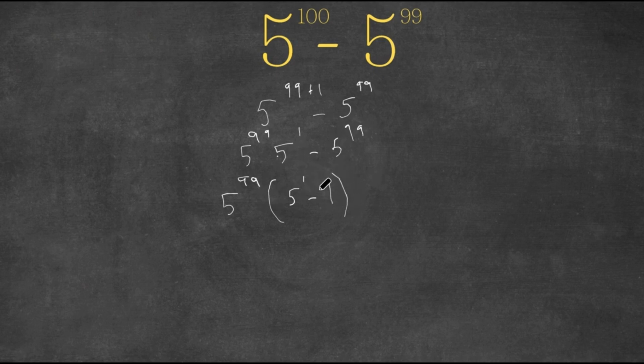Now, 5 to the power of 1 is just 5, so this is essentially asking 5 minus 1, which is 4. So we have 4 times 5 to the power of 99. And this is actually the most we can simplify it by hand, because to find the exact answer of this, not even an actual calculator could do that. We would have to use a scientific calculator. So this is the most exact answer we can do.